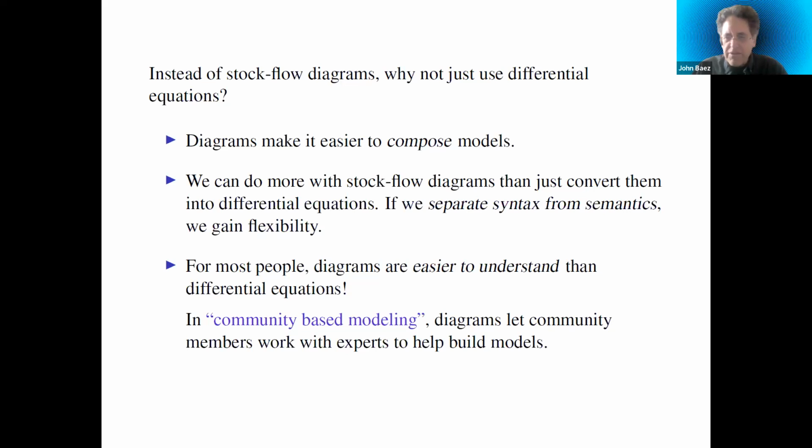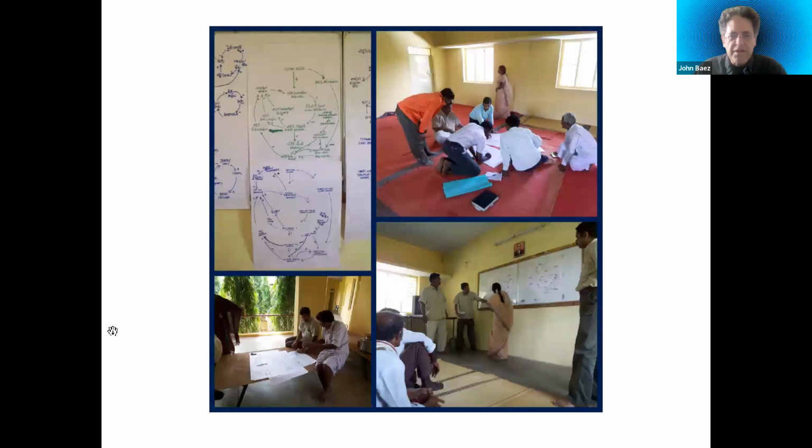If we were just leaving all this to trained mathematicians, maybe that wouldn't matter, but that's not how modeling actually works. In fact, there's a tradition called community-based modeling, which I'm a big fan of, in which diagrams let community members work with experts to help build models. Here's an example from India. So a team of experts on system dynamics were sent into this village to help them model the situation with their crops and livestock. And so here you can see the experts consulting with some of the villagers to build a model. And they could build a model by drawing stock flow diagrams.